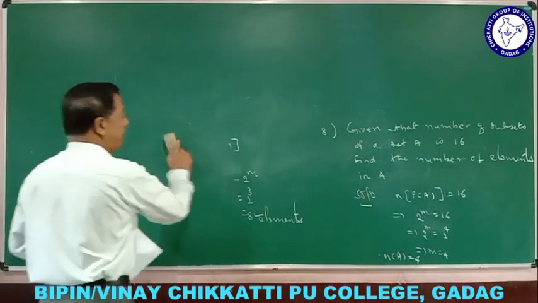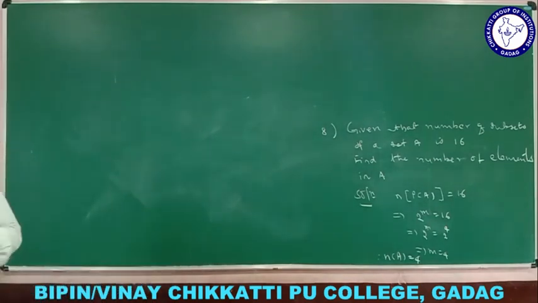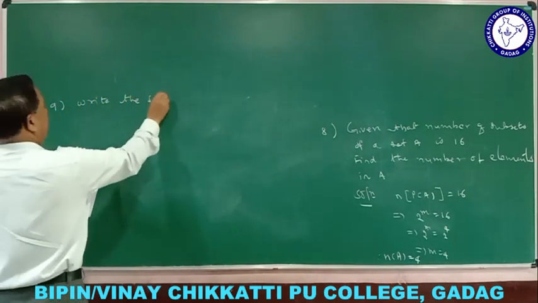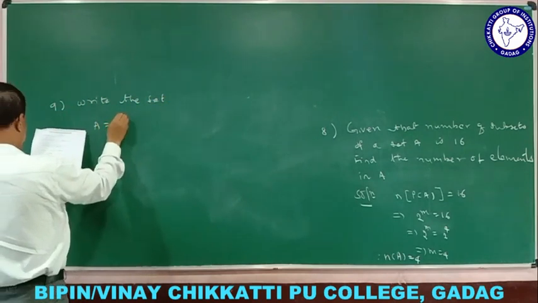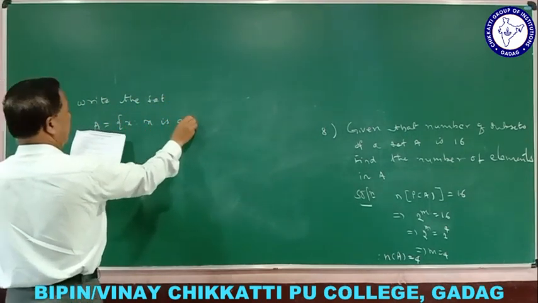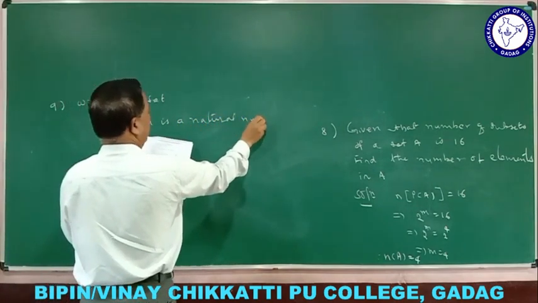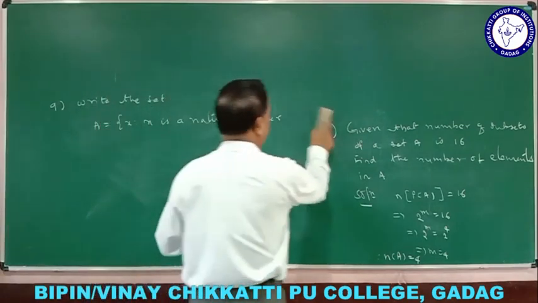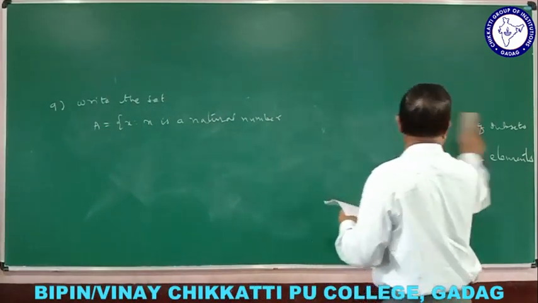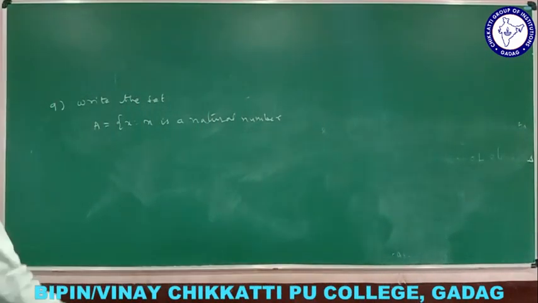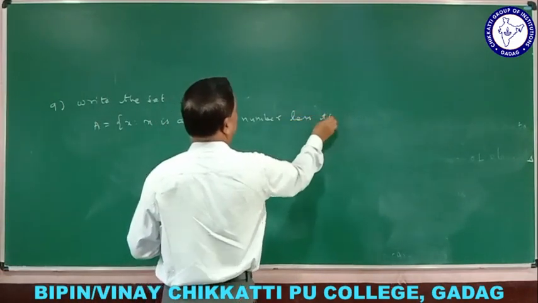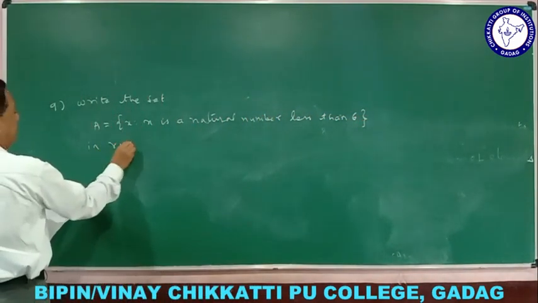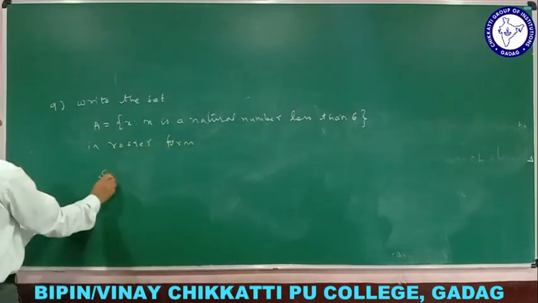Now we go for the 9th problem. See what question they ask. Write the set A equal to x such that x is a natural number less than 6. Try to understand, x is a natural number less than 6. And what is the question here? In roster form.